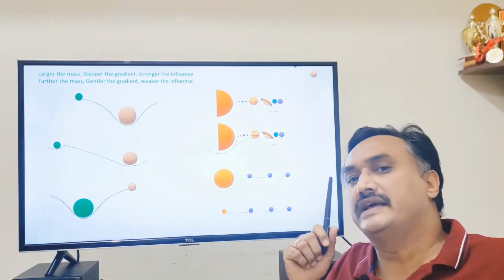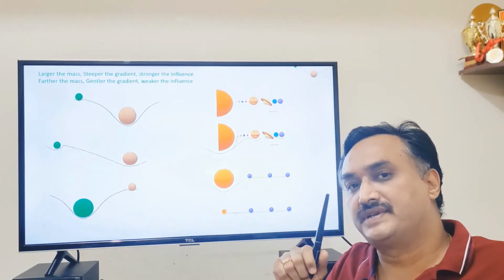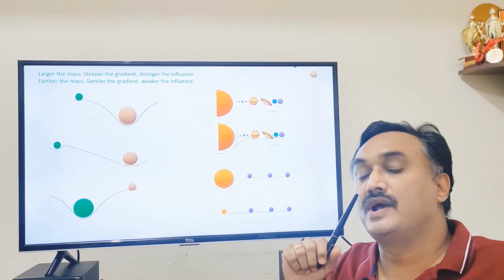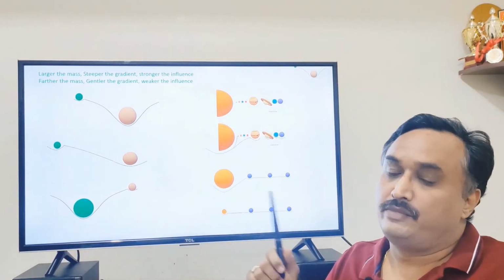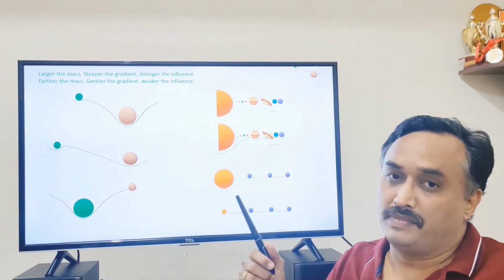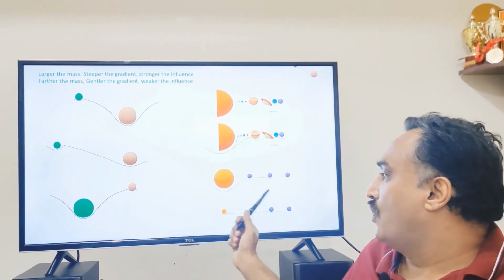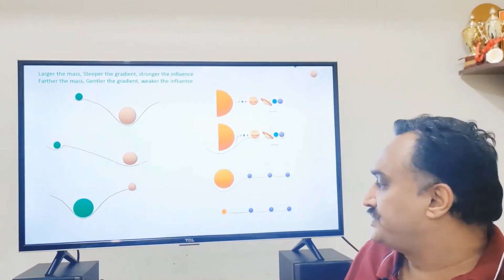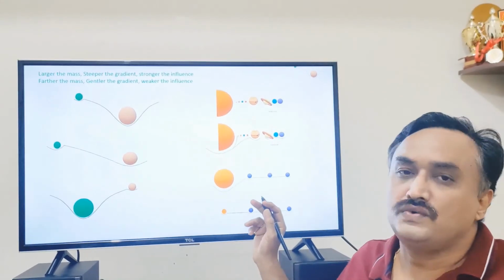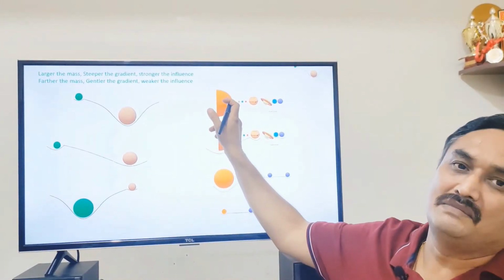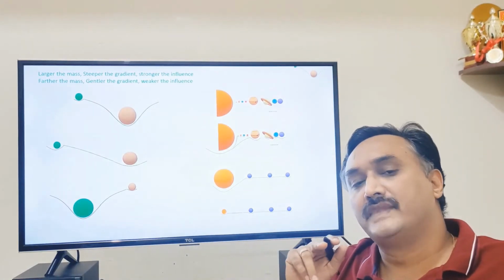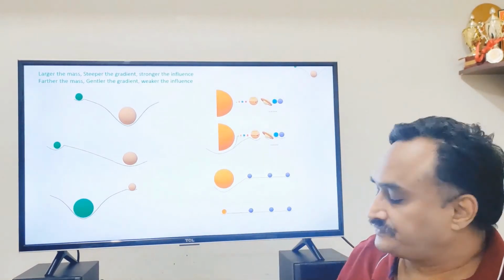Gradient disappears, influence disappears. There is no way the gradient or the space is going to guide the smaller planets because they are no more smaller planets. So the whole solar system would just roll away on the fabric of space. So what we are trying to say is that the central mass is not so central either in the Milky Way or in the solar system.